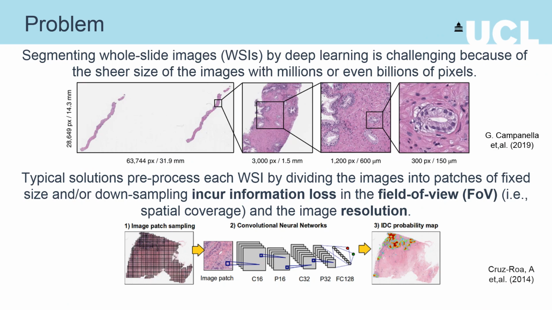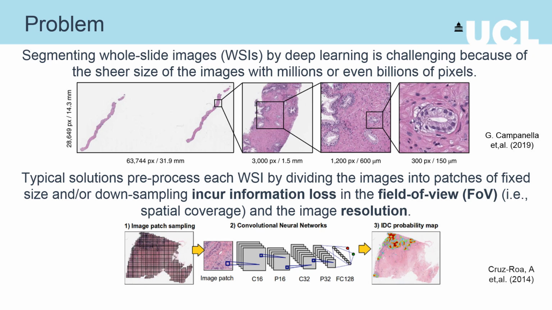The problem we are looking at in this work is segmenting whole slide histology images by deep learning methods, which is challenging because of the sheer size of the images, with millions or even billions of pixels, which is much bigger than the typical input size of a deep learning model.